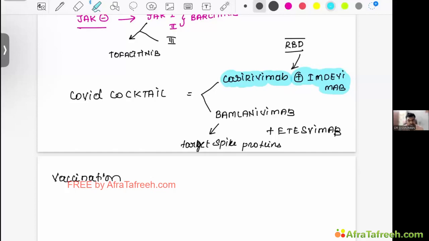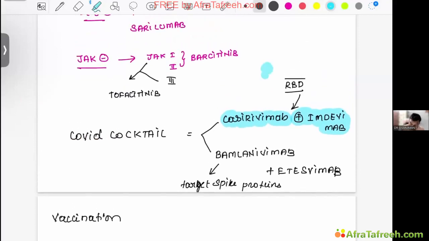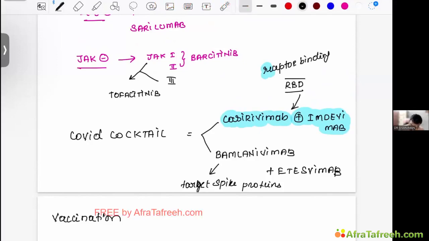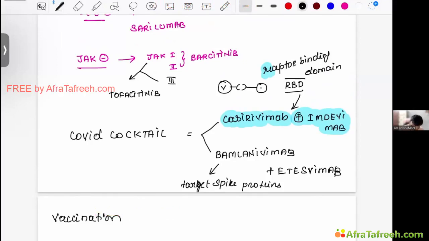Another thing was awake proning. I have told about awake proning during our ARDS class also. The patient has to turn positions, prone and supine, intermittently, so that is going to be effective. So this is the receptor binding domain, where your virus meets the host.